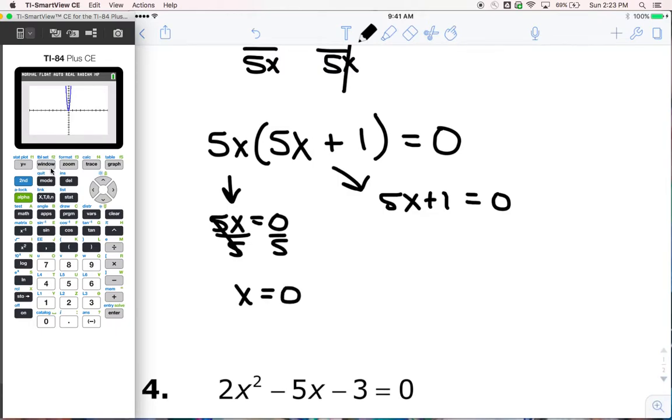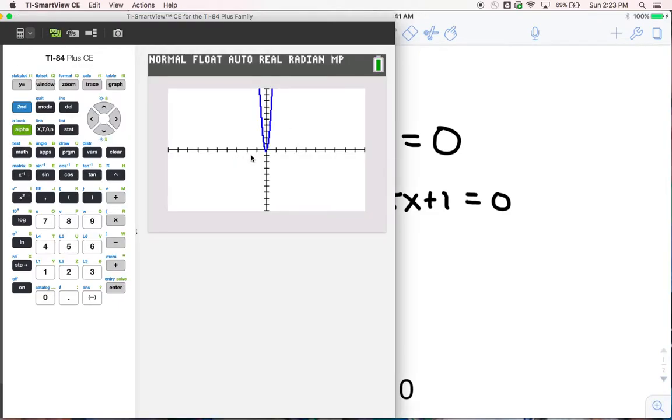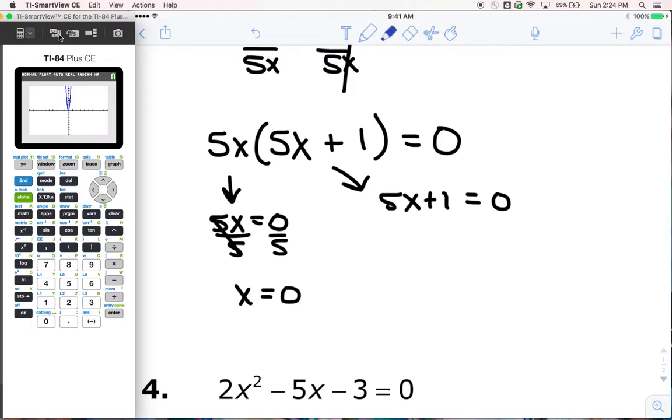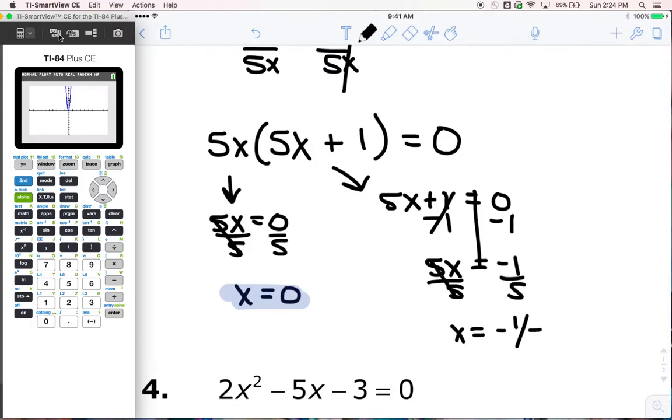Let's look at this graph again. Yeah, it does look like there's a 0 right here, doesn't it? Right there. All right, so that one makes sense. Let's find it in the next part. We're going to solve for x. We're going to subtract 1 from both sides. Now I've got 5x equals negative 1. Divide by 5, and I've got x equals negative 1/5, which is negative 0.2, which is a pretty small number.